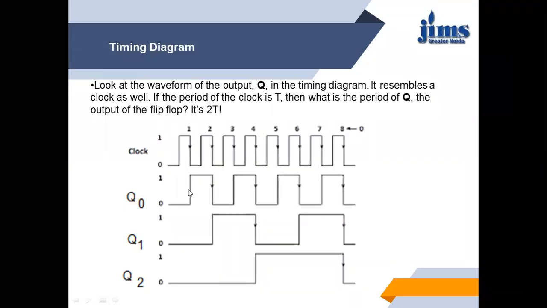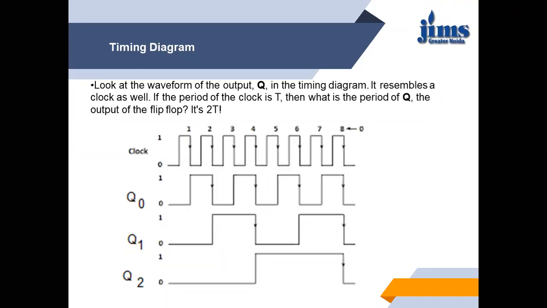At the first negative edge, it goes from 0 to 1. Then it will wait again for the negative edge: second negative edge 1 to 0, third negative edge 0 to 1, fourth negative edge 1 to 0, fifth 0 to 1, sixth 1 to 0, seventh 0 to 1, eighth 1 to 0. You can directly see that for this particular period we are using 2 master clock pulses. So if this is the time period t, then the time period of the master clock is 2t, so we can say that the frequency is divided by 2.